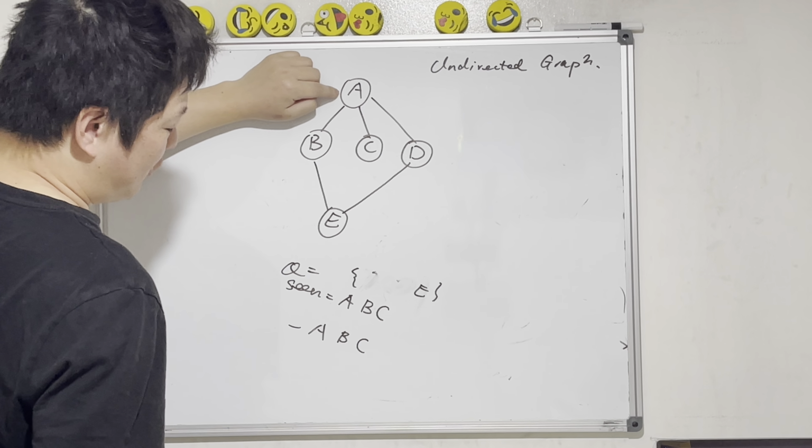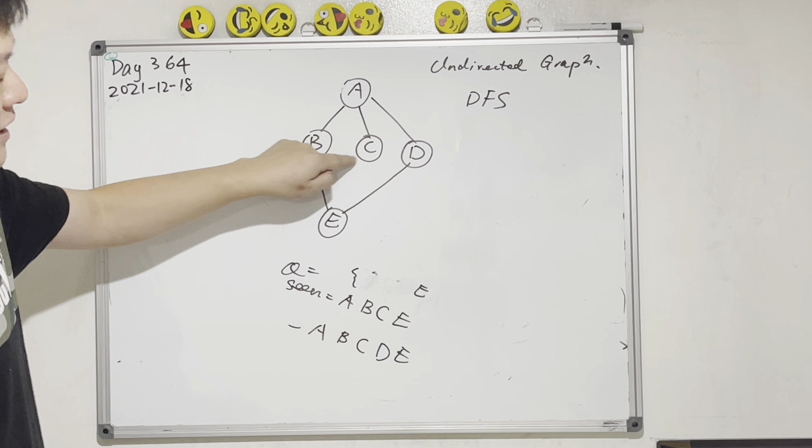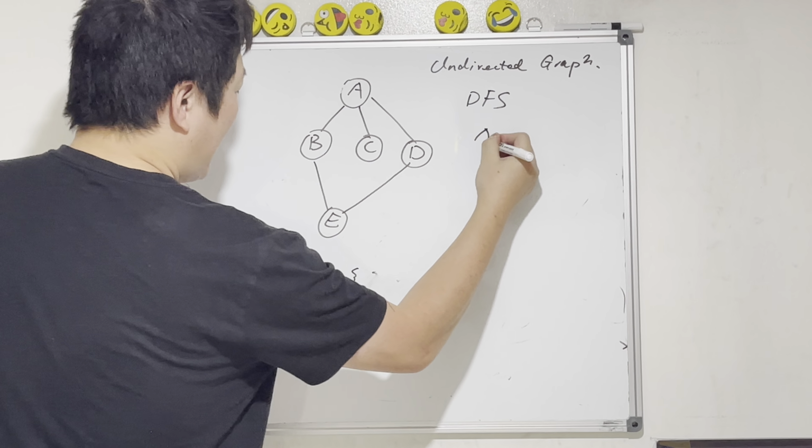What's the depth-first search order if we start from A? A, B, E, D, C. So to sum up, breadth-first search travels level by level, so it always increases the distance. When we find C, we know it's the shortest distance. In an undirected graph, we know it's the shortest path from A to C or A to E.